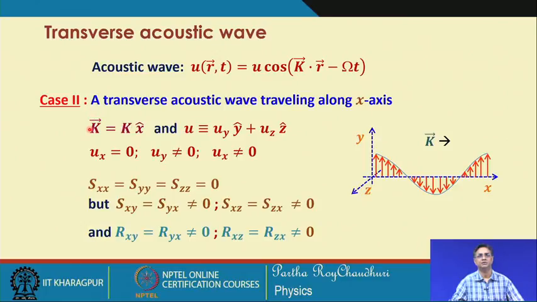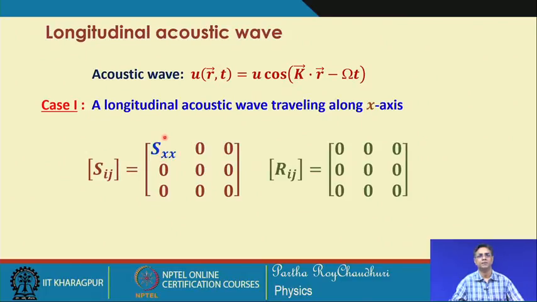So, this is the situation for the longitudinal acoustic wave, whether the wave is propagating along the y axis or along the z axis. In those cases, we will have only S y y or S z z. So, this is very straightforward: in the case of a longitudinal acoustic wave, one of the elements will be excited, that is S 1, S 2 or S 3.